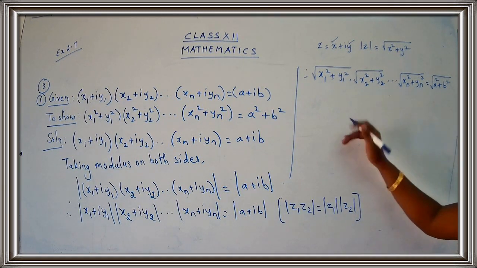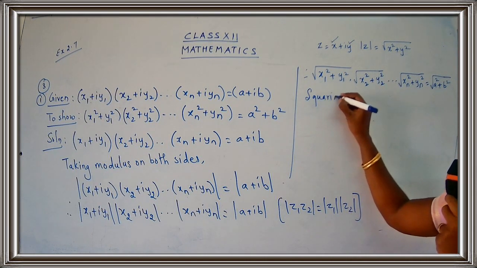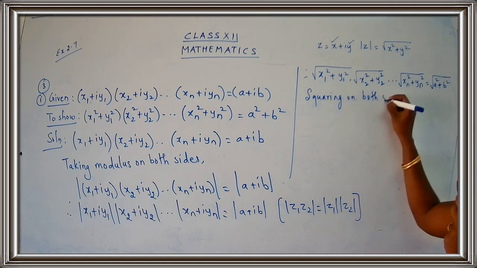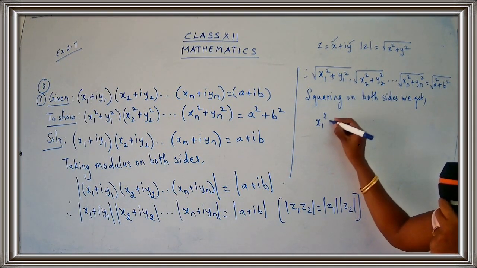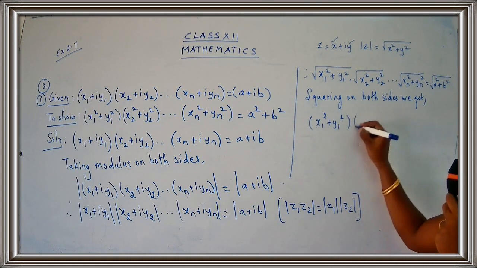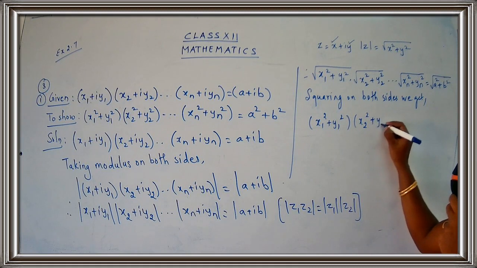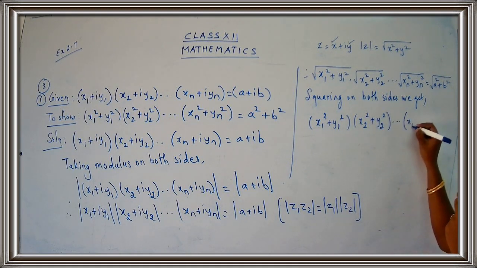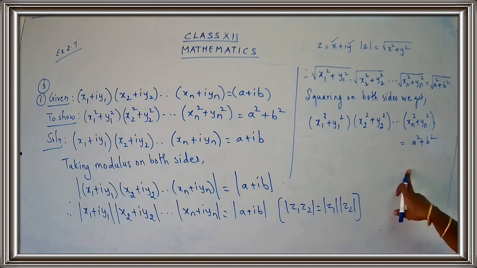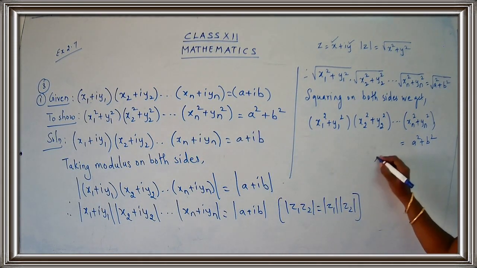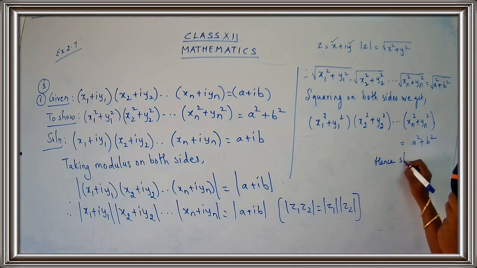Write down the step, squaring on both sides. Squaring on both sides, we get x1 square plus y1 square, x2 square plus y2 square dot dot dot xn square plus yn square is equal to a square plus b square. This is what we have to show. Yes, children? So we have shown. So hence shown. So we started with the given part, and very simple thing.